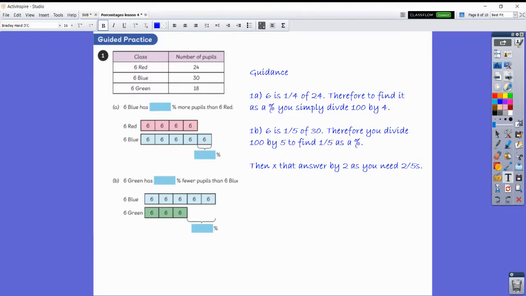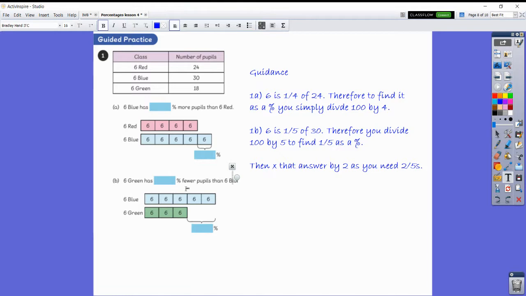So we split 6 red into a bar model. So it's split into 4 equal parts, so 6s. So each part of its 4 equal parts represents 25%. So 25, 50, 75, 100. So this extra 6 here will represent 25% more. Okay, so to work it out, you could simply do 100 divided by 4, because there's 4 equal parts, and that would make 25%.